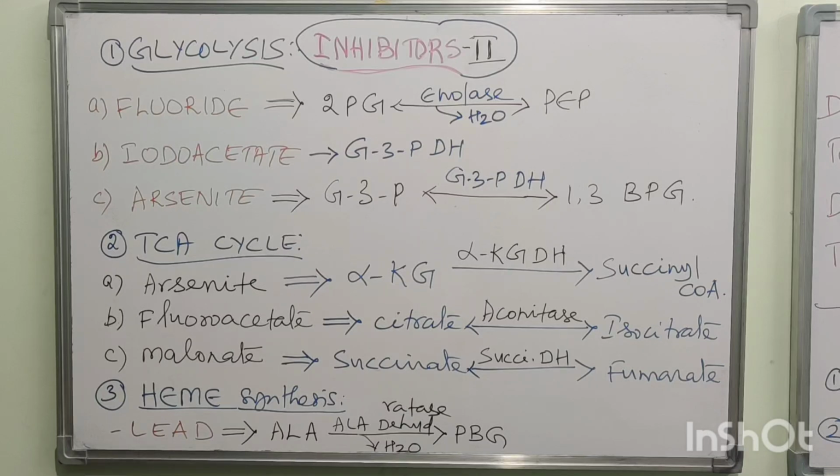So arsenic acid will inhibit lipoic acid, which leads to inhibition of all three pathways or enzyme complexes. Okay.